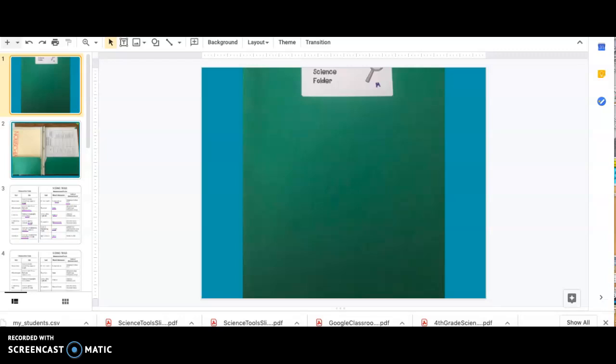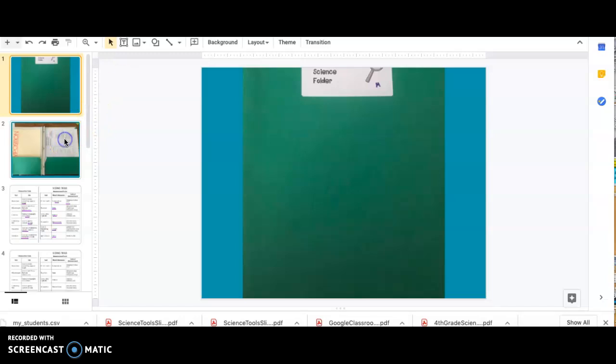So today we are working more with tools. So I need you to get your green science folder. Go get it if you don't already have it in front of you. And inside your green science folder, you should see the paper right on top that we're doing today. And you'll also need your notebook that should be on the left-hand side.